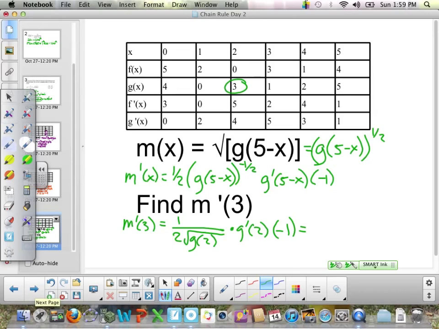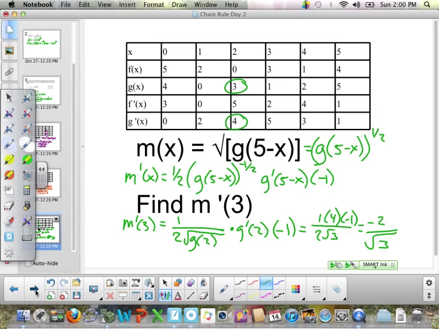So this is 1 over 2 square root of 3. G prime of 2 is 4. So that's times 4 times -1. And if we simplify that, which isn't totally necessary, but I'm going to do it anyway, it's -2 over the square root of 3.